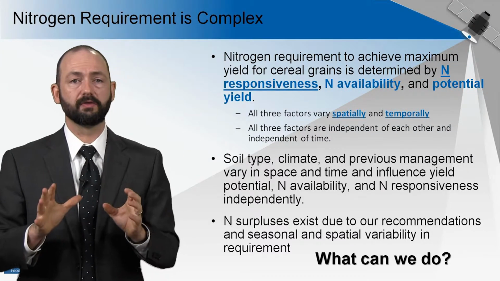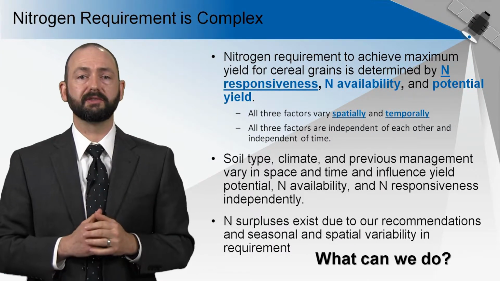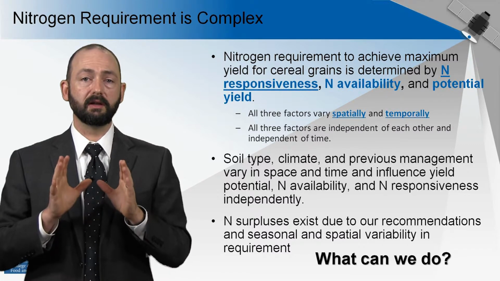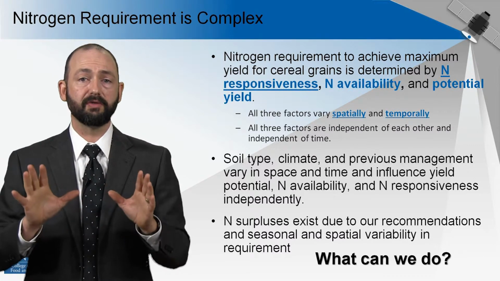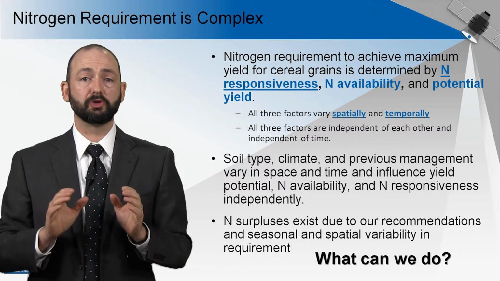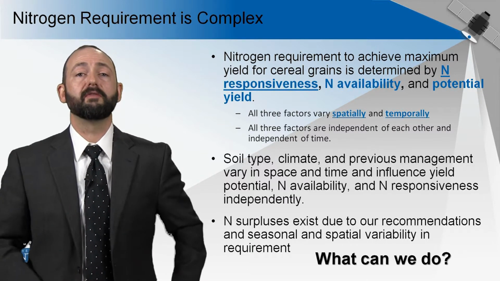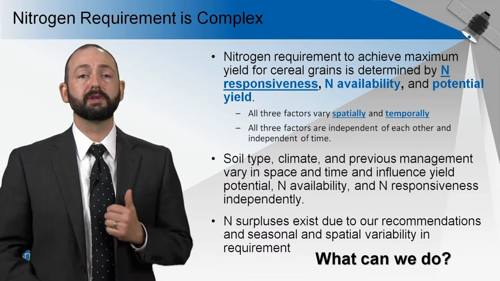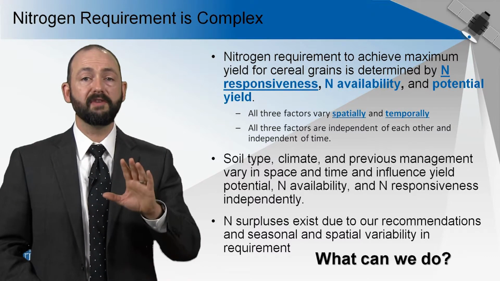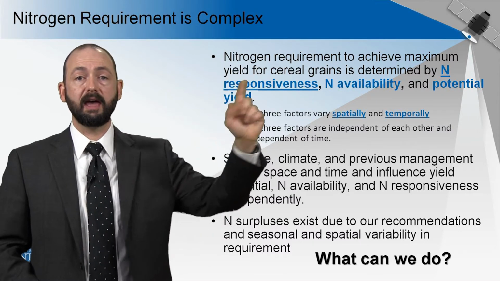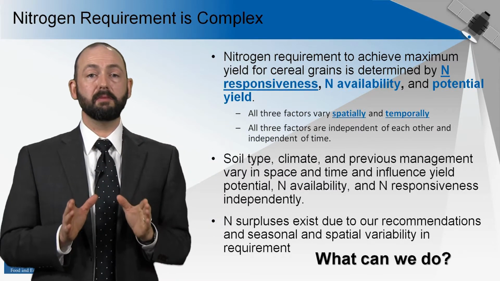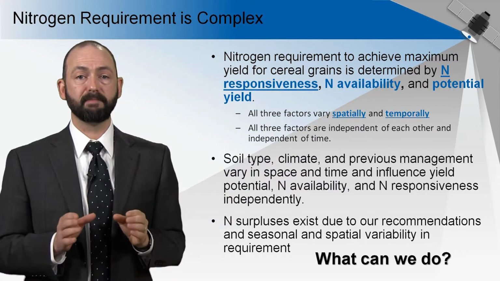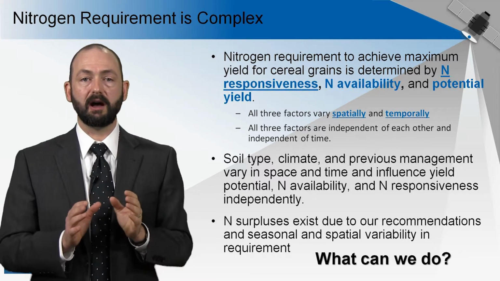So let's talk about nitrogen requirement. It's very complex in cereal grain crops. Its nitrogen requirement to achieve maximum yield is determined basically, it's a function of 3 different things: nitrogen responsiveness, nitrogen availability, and potential yield. All 3 factors vary spatially and temporally. That means in space and time. And all 3 factors are independent of each other, all right? And so that really makes it very complex.